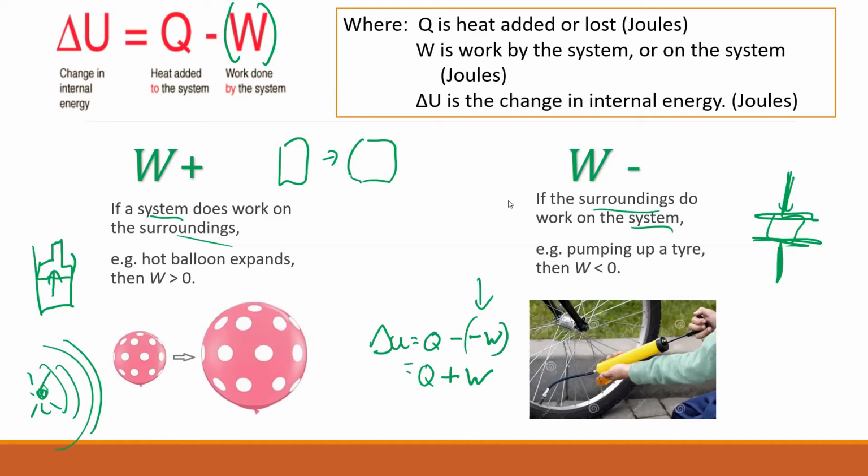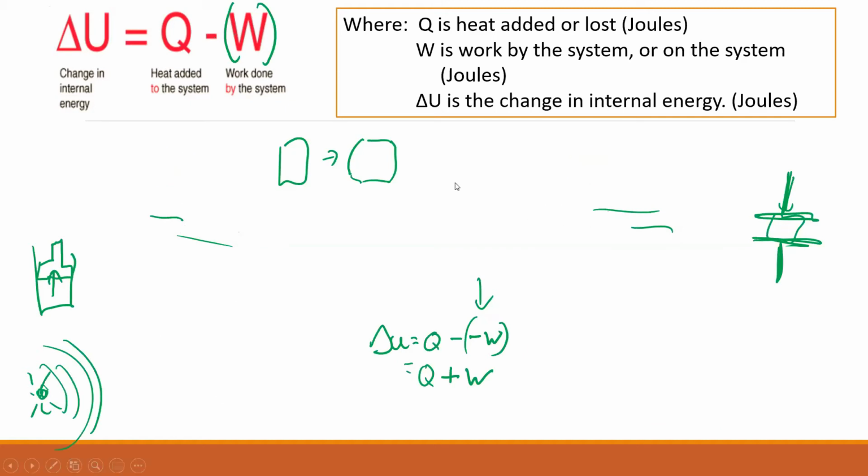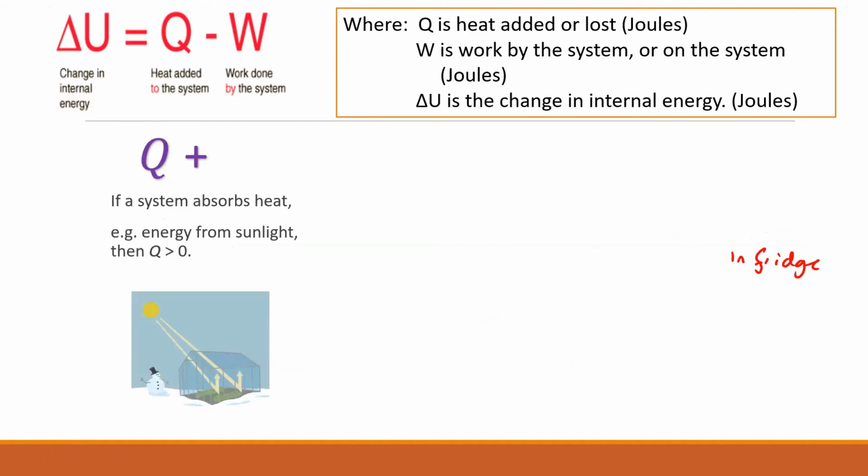Could you quickly re-explain this? Okay, really quickly. Q is the easy one. Where Q is positive, heat is going into something. It's like heating something up. Heat is going into the system.